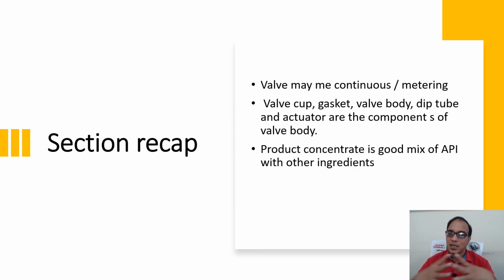Now let's have a quick recap. The valve may be continuous or metering. The third component: valve cup, gasket, ball body, dip tube and actuators are the components of the valve. Product concentrate is a good mix of API with other ingredients. Now we will move to the types of aerosol systems.